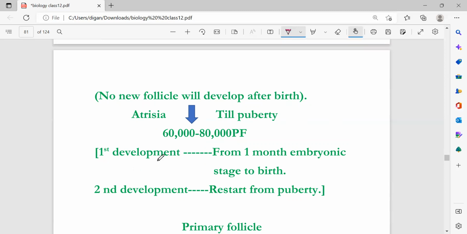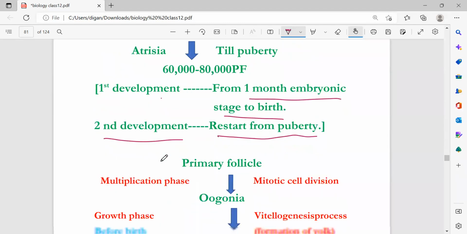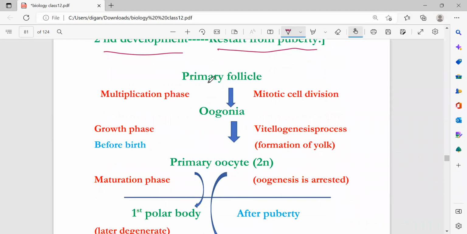So the first part of oogenesis starts from the first month of the embryonic stage to birth, and the second stage restarts from puberty. That's why this process is known as a discontinuous process. So this is the primary follicle. Then in the multiplication phase, mitotic cell division takes place, and from the primary follicle, oogonia is formed.